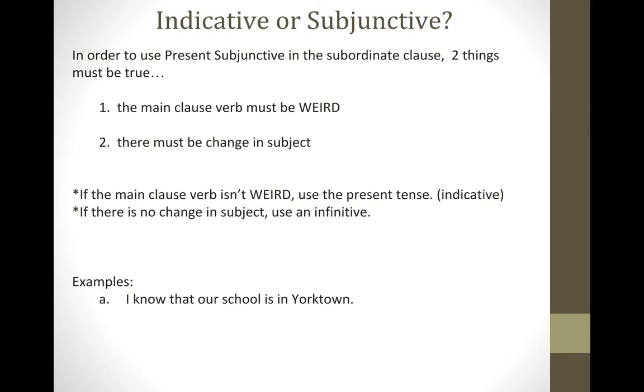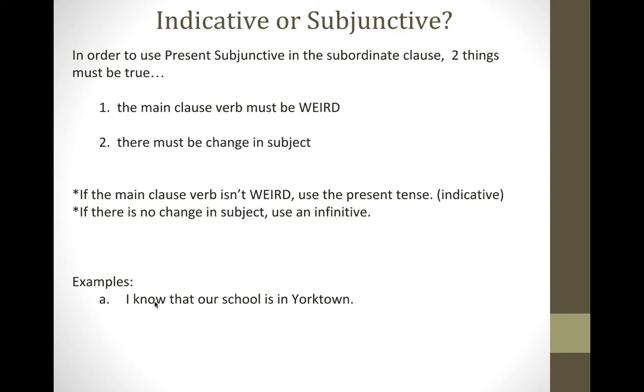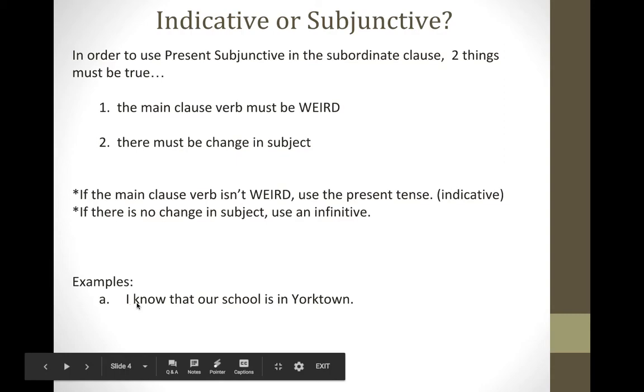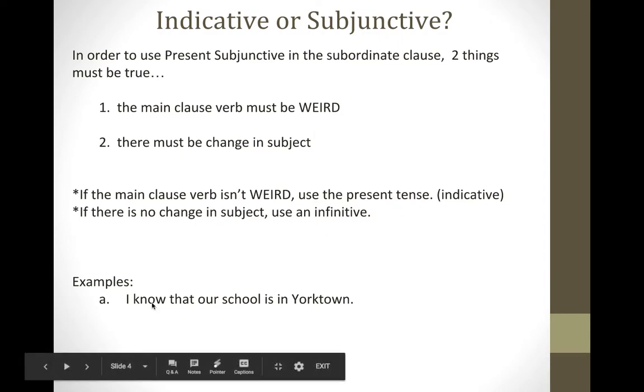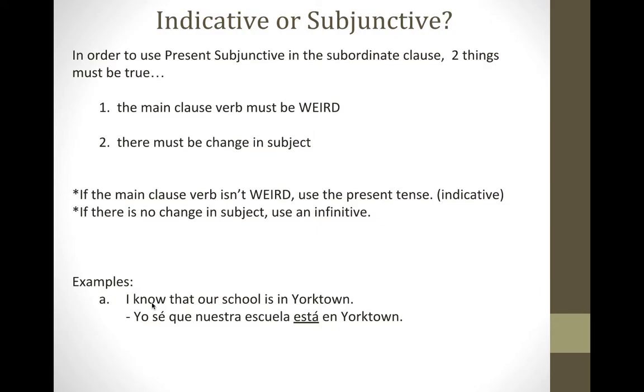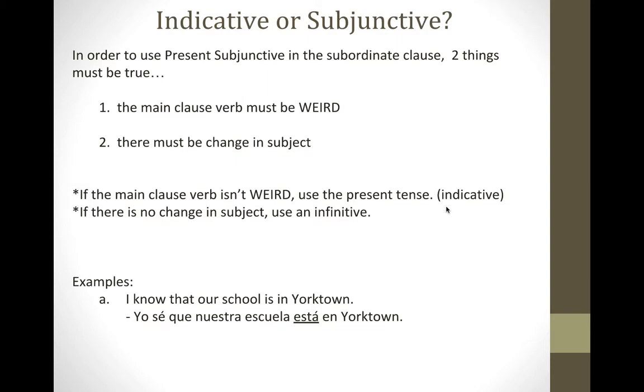Example A says, I know that our school is in Yorktown. Look at your main clause here. I know. That's not a WEIRD verb. That's the whole idea behind subjunctive, that there's something unknown or uncontrollable. Here I'm saying I know this. It's a fact. So I need to use indicative, or what we're going to call in this unit present tense. To translate that, I say, yo sé que nuestra escuela está en Yorktown. So está, present tense, indicative. No need for subjunctive there because my main clause verb was not WEIRD.